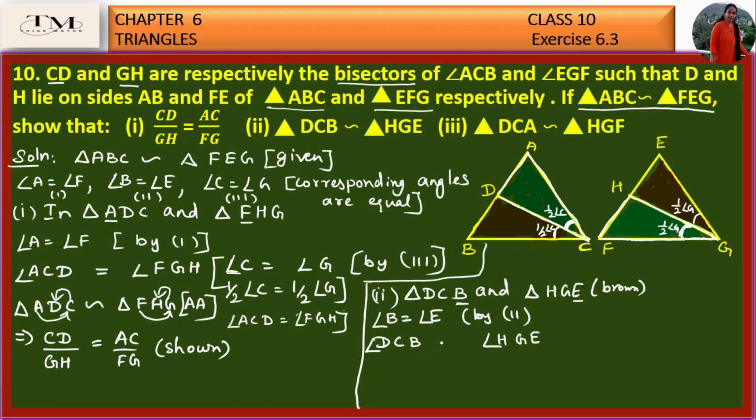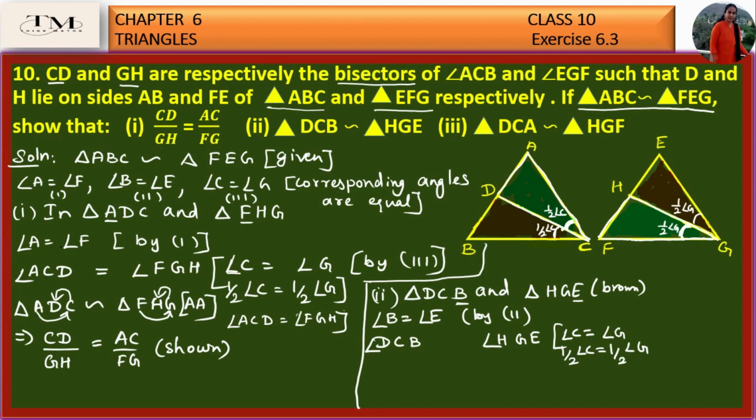So these two angles are equal. So what is the reason? From 3, we have angle C is equal to angle G. In the same way here, we have to multiply both sides by 1/2. If you multiply by 1/2 on both sides, the value will not change. So half of angle C is equal to half of angle G.